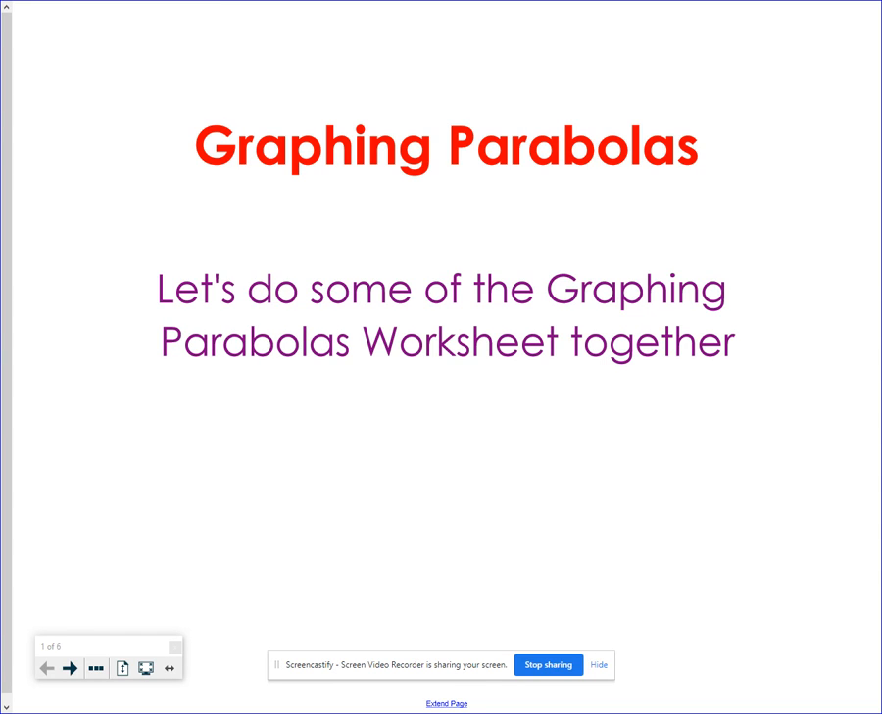Hello again, algebra students. We're going to take all of the stuff that we've been talking about with parabolas, all that vocabulary, and we learned how to do things like find the axis of symmetry, and we found the vertex. Today we're going to use that and continue on so that we can graph a parabola, the entire thing. So we're going to do some of the problems right from your worksheet together, so make sure that you've got that out and ready.